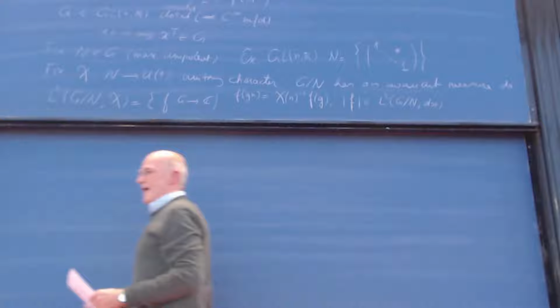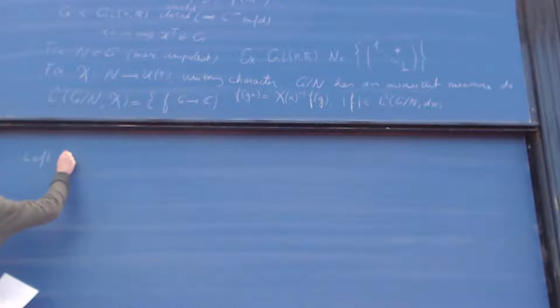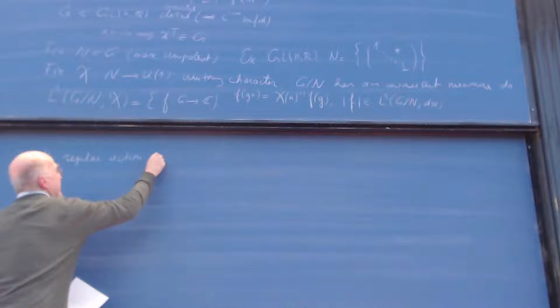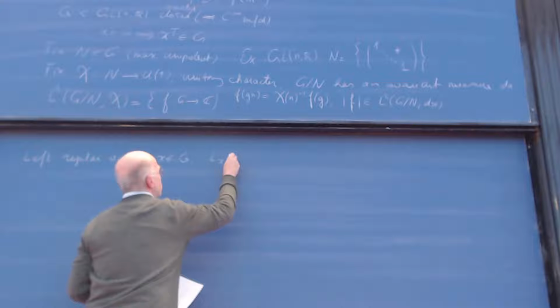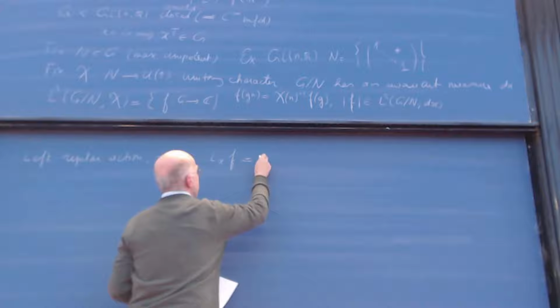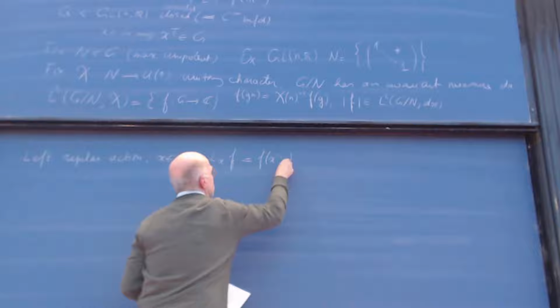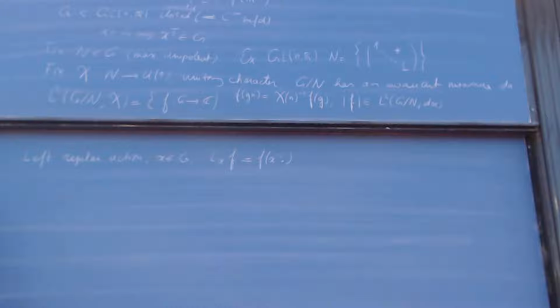Now we have a group, and we have an action of the group on this space. We have the so-called left regular action. If x is an element of G, then we have the action on the space of functions by left translation. That means that the left translation of the function f is f, and then this is the symbol which indicates the variable, so I translate the variable by x inverse, and this amounts to a translation of f by x.